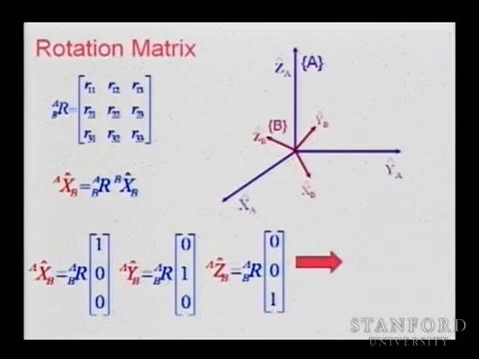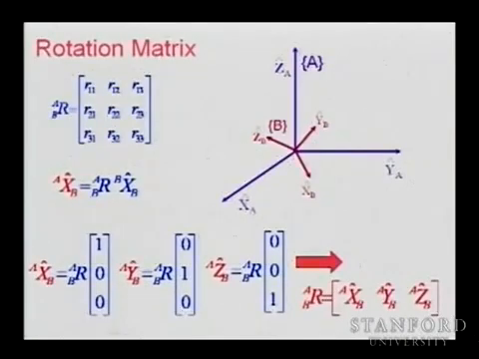So the rotation matrix is basically just this, right? I'm just using that definition. If you multiply, the first column is xb in A, then the second column. So what is the rotation matrix? The rotation matrix between B and A is simply the component of xb in A, the component of yb in A, and the component of zb in A. Okay? So always remember this definition.